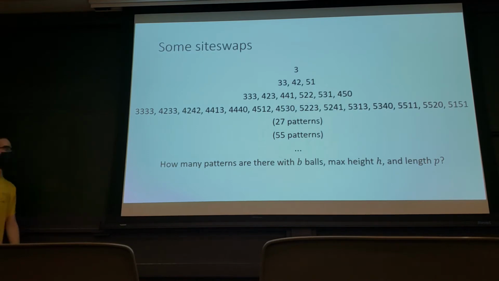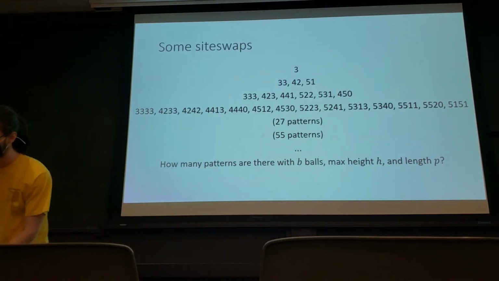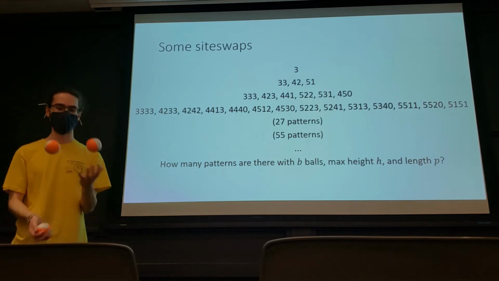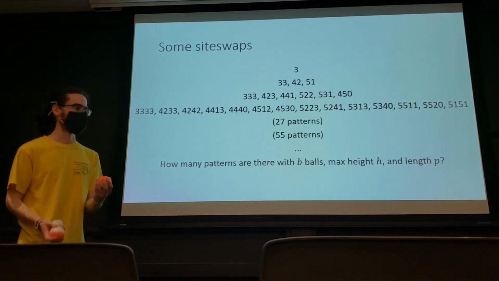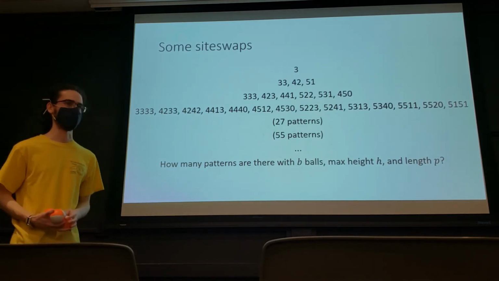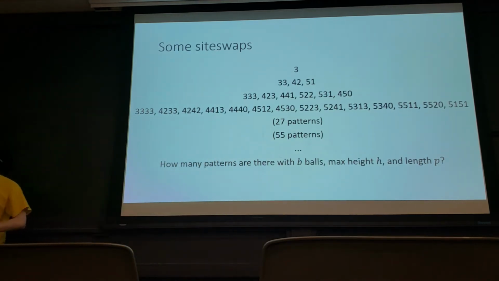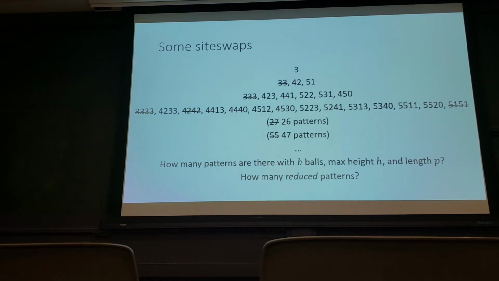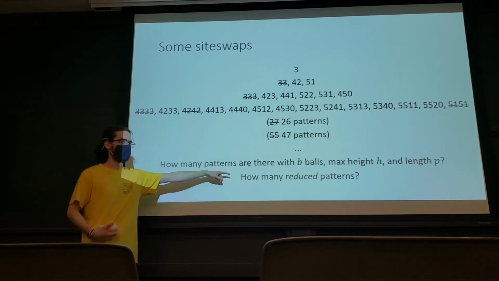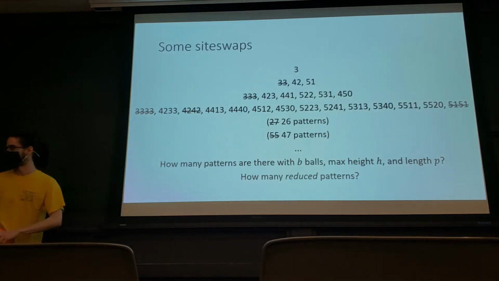Well, some of these patterns are kind of dumb. Like the pattern 3 3 is just identical to 3, right? You can't tell them apart if you're juggling them. So we should eliminate some of these patterns which are just repeating the same thing multiple times. Let's call these reduced patterns. I've crossed them out here. And this is a more interesting, more natural question than the first one.